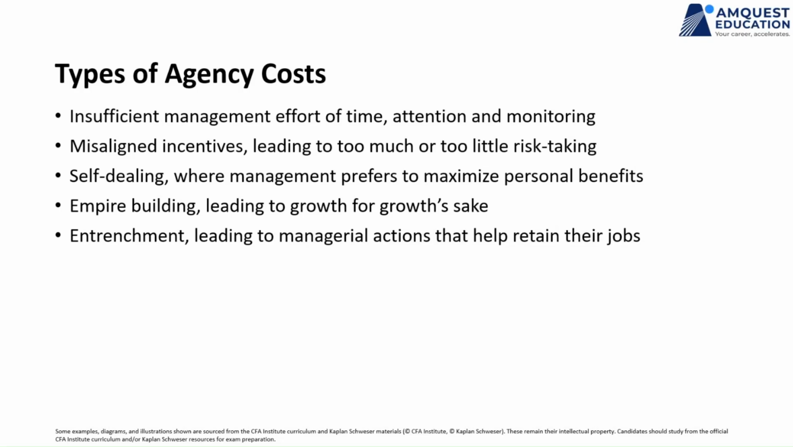So these are all types of agency costs. These are all things that can go wrong from a business perspective. These are all things which will happen if there's a conflict between the employee and the employee interest is not taken into consideration and management starts behaving in their own interest.